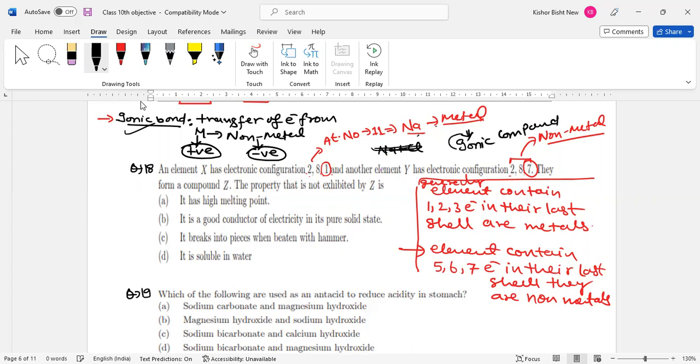Now, if this is an ionic compound, please remember, the first property is a high melting point. Yes, ionic compounds have a high melting point. The second one is that it is a good conductor of electricity in pure solid form.